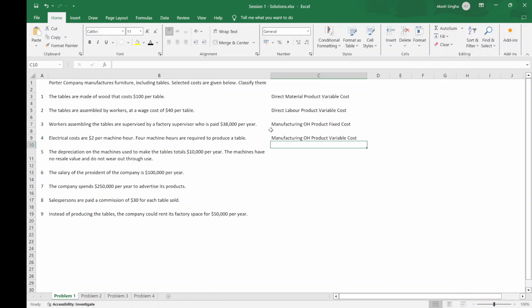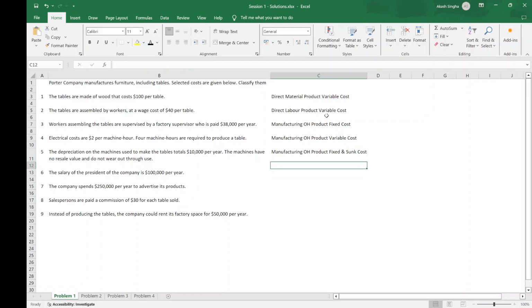The depreciation on the machine used to make the tables totals $10,000 per year. The machine has no resale value and does not wear out through use. So it's manufacturing overhead, it's fixed, and it's period or product, and it's sunk also.